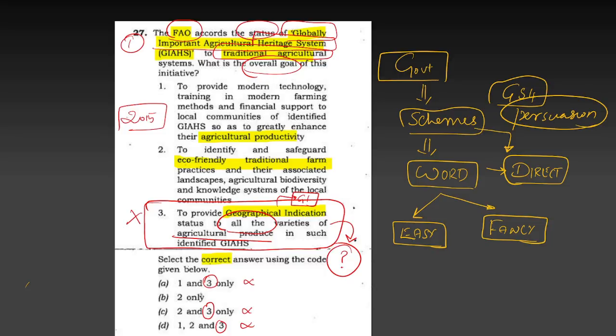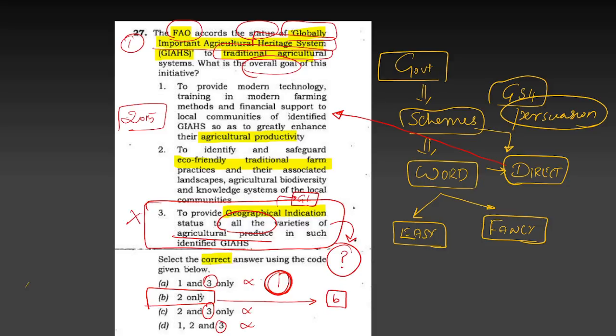But see what I said about schemes: the word, direct meaning, persuasion, everything. Why did I say that? Because of this attention to details. Inside the examination hall, there is no Google to confirm these answers. How do you confirm? If you remove 3, then 1 is also wrong, am I making sense? Because they have said if you remove 3, only 2 is correct. So that means 1 is wrong.